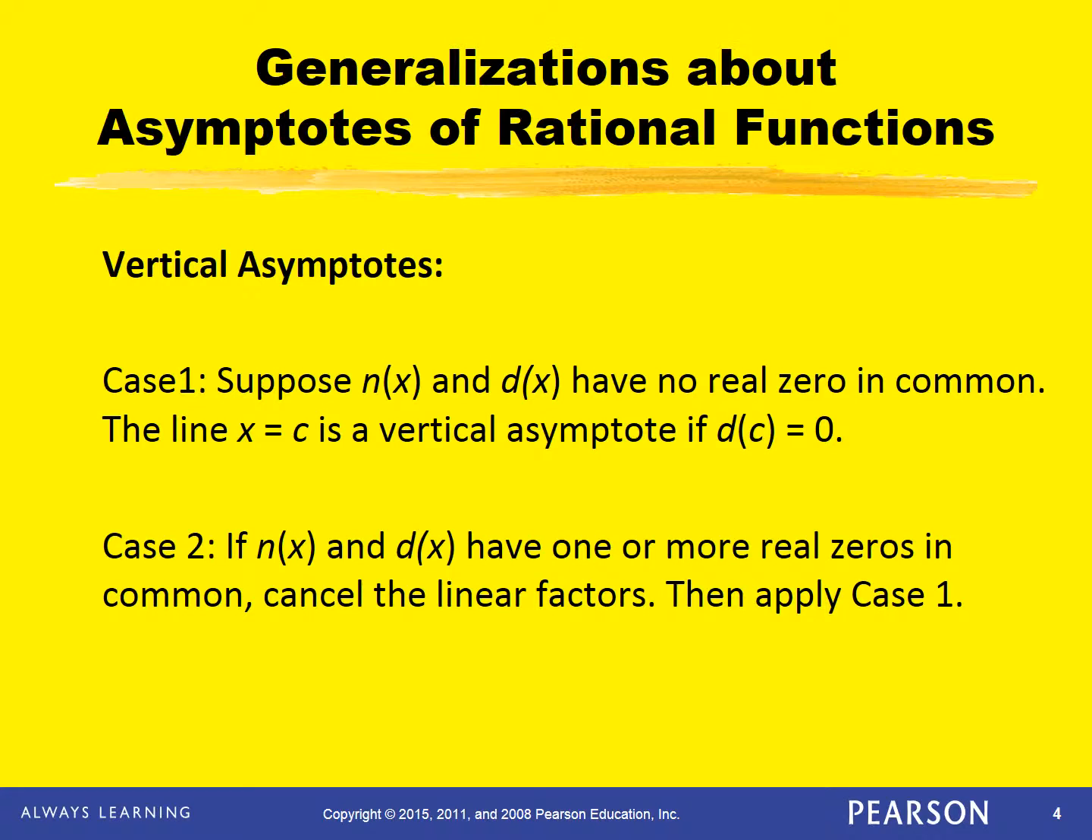Generalizations about asymptotes of rational functions. Vertical asymptotes. Suppose the numerator and denominator have no real zero in common. In other words, your rational function is in lowest terms. Okay, you can't cancel anything. It's in reduced form. Then the line x equals c is a vertical asymptote if d of c equals 0. So in other words, the line x equals a 0 of the denominator. That number, whatever it is, like 2.